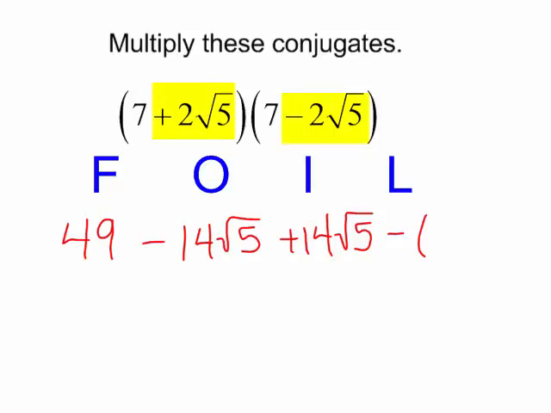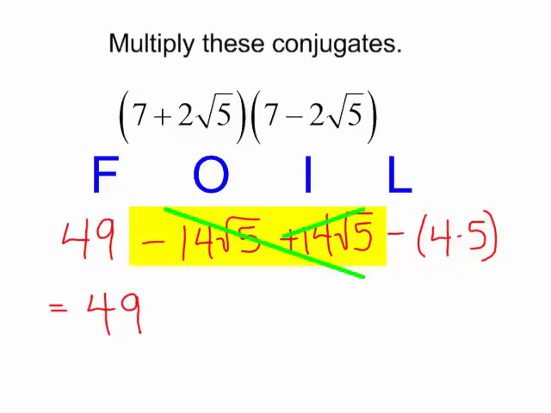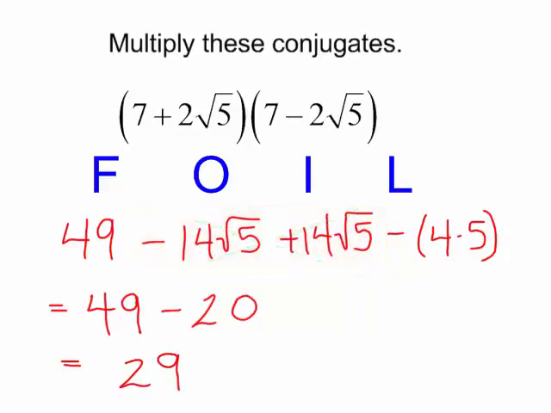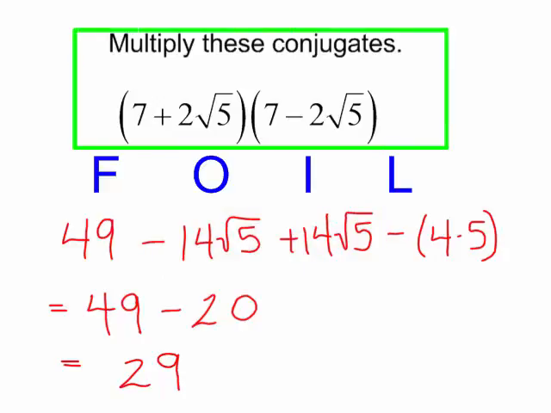And 2 times 2 is 4. And radical 5 times radical 5 is just 5. So that will be 20. Let's continue simplifying. The inner and the outer terms cancel. 49 minus 20 is 29. When I multiplied these conjugates, I got 29.